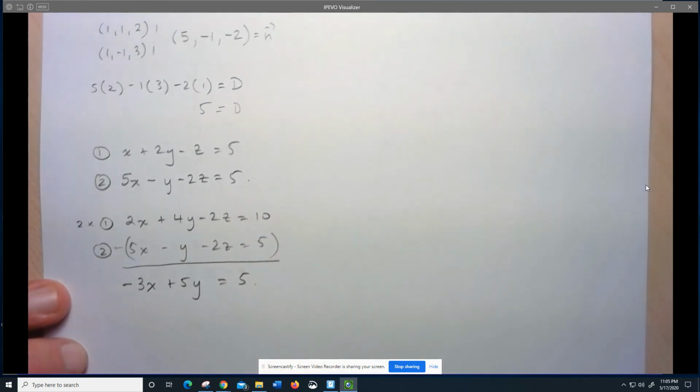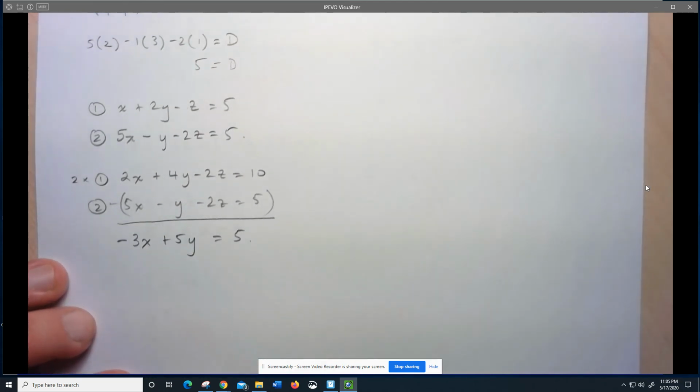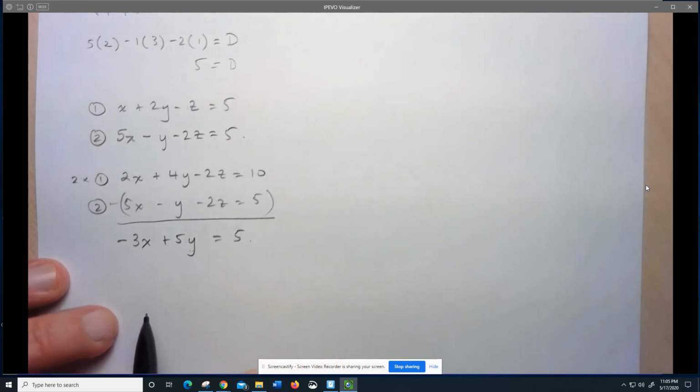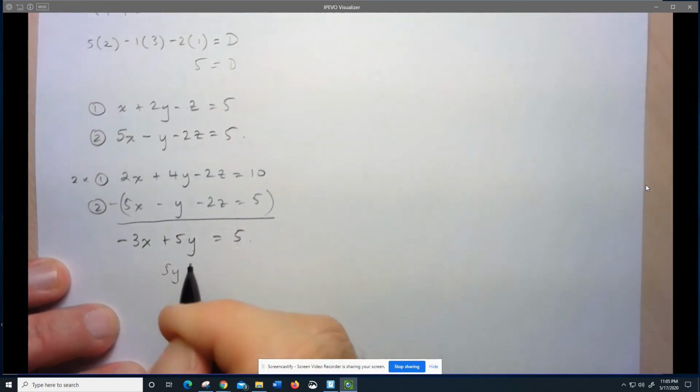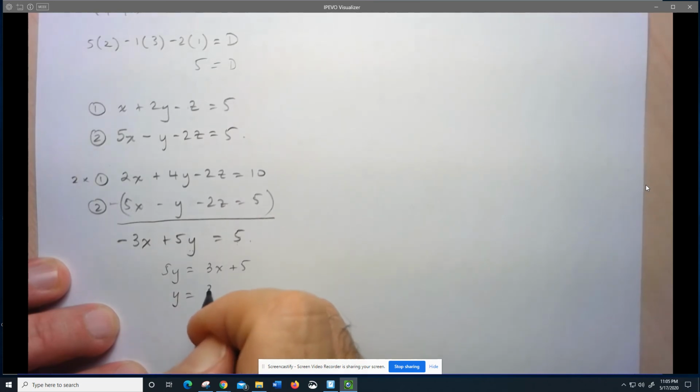It's not going to be as nice as the other one because this is not going to solve quite as nicely as before, but not a big deal. I'll solve for y so that at least when I divide out the 5, this will become an integer. So we have 5y is equal to 3x plus 5. So y is equal to 3/5 x plus 1.